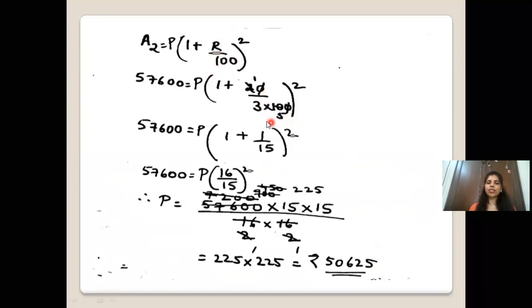3 5s are 15. So 1 plus 1 upon 15 raised to 2. Now you have to equate the denominator. So when you multiply by 15, 15 plus 1 is 16 upon 15 you get for the P. Now when you want to find P, you take this to the other side. So it becomes 57,600 into 15 into 15 upon 16 into 16.